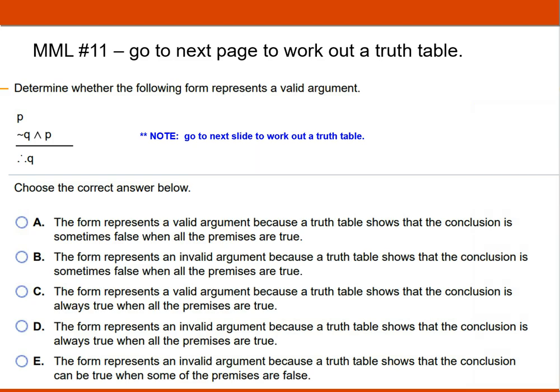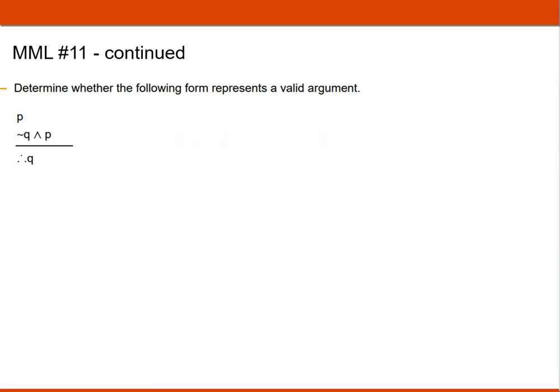All right, so on this one, it says determine whether the following form represents a valid argument. There is not one that matches this on that sheet, so we're going to have to do our own truth table. On my next slide, I recopied that. And then we are going to start with a bracket. And then our first premise is just the P.